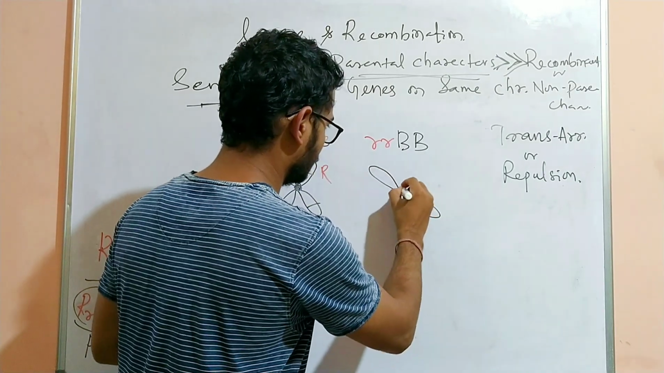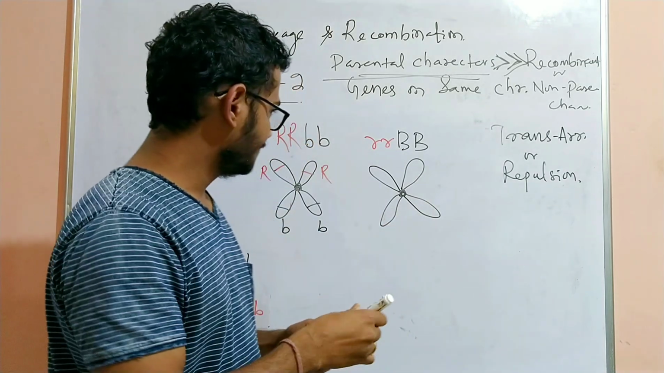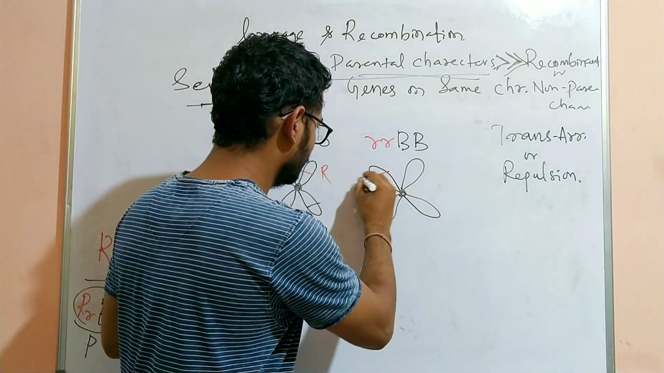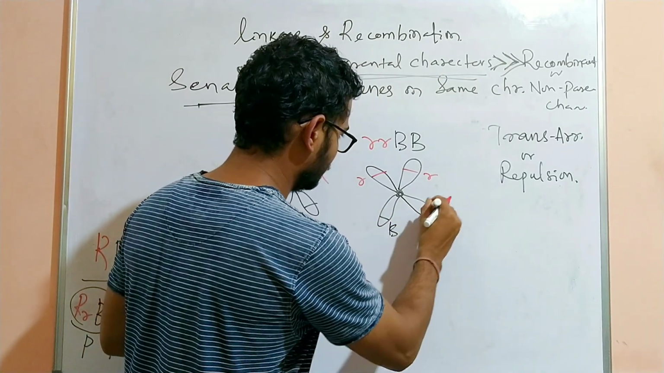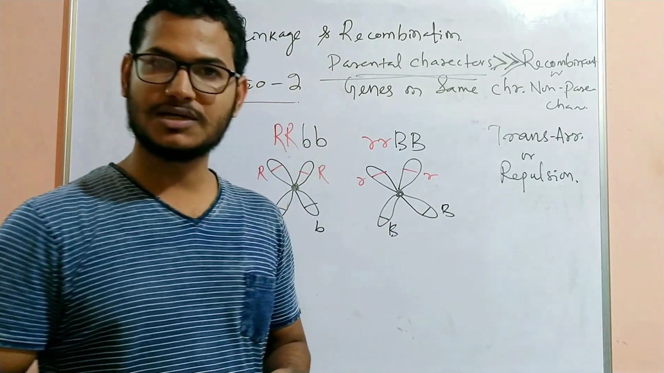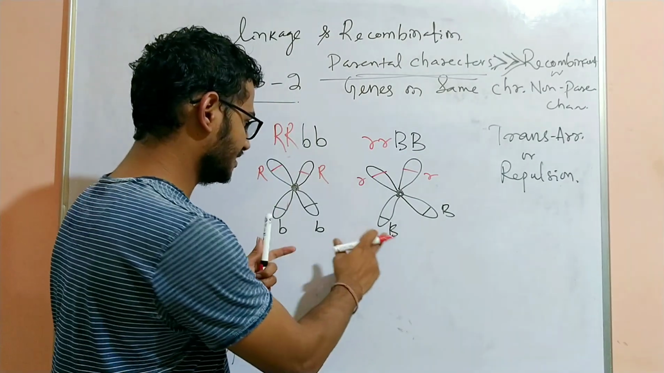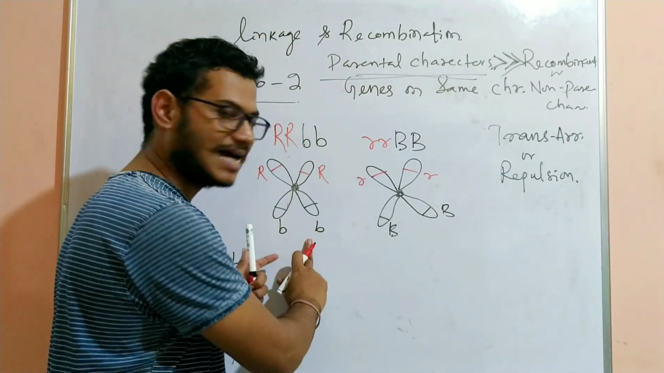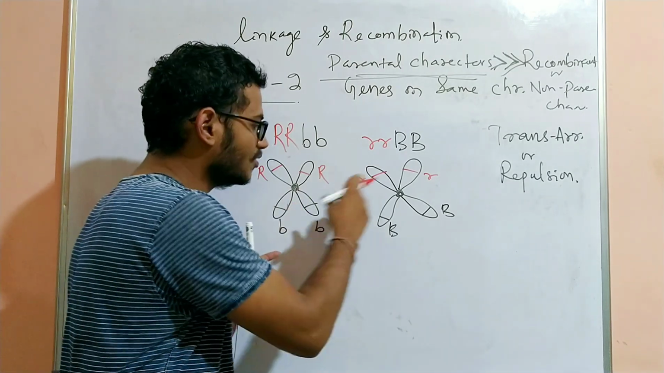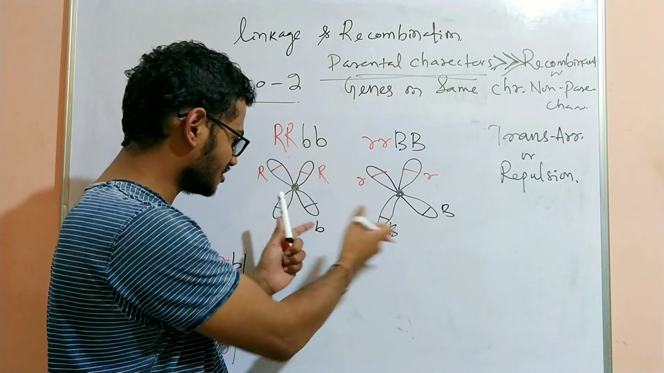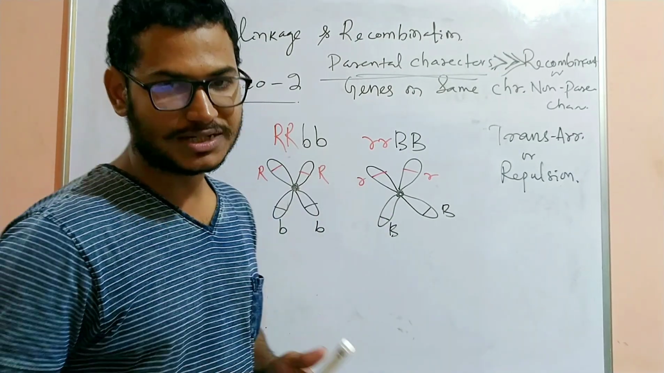In another chromosome, or its homologous chromosome, we have small r, capital B. So during crossing over, what will happen in this case? This B will shift to this side, the capital B will come to this chromosome, and the small b will jump to this side due to crossing over between these non-sister chromatids of homologous chromosomes.